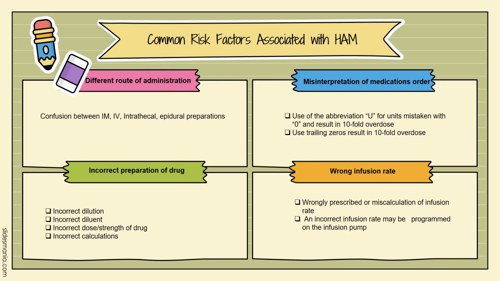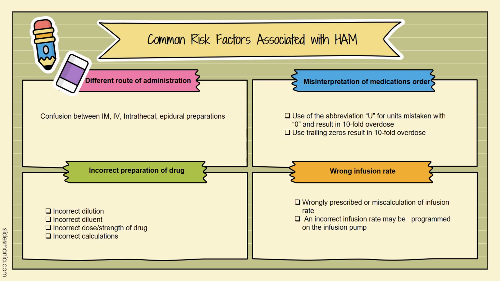Next are the common risk factors associated with harm. First is different route of administration. It happens because of the confusion between IM, IV, intrathecal, or epidural preparations. Second one is the misinterpretation of medication orders. Use of abbreviation U for units mistaken with 0 and resulting in tenfold overdosage. Then use of trailing zeros, resulting in tenfold overdose.